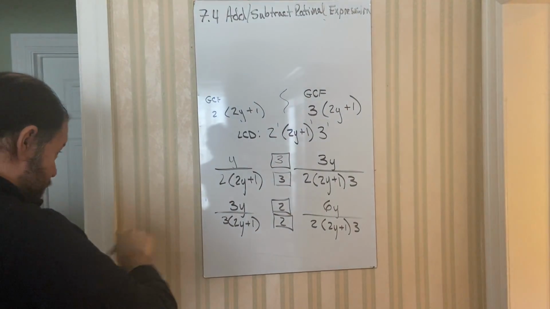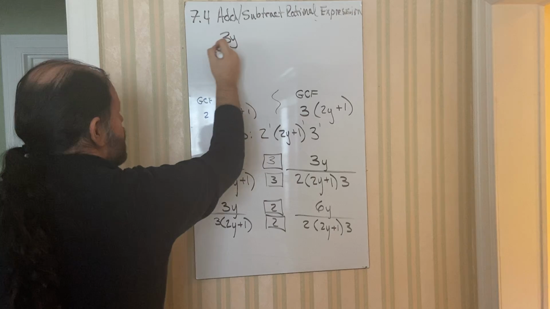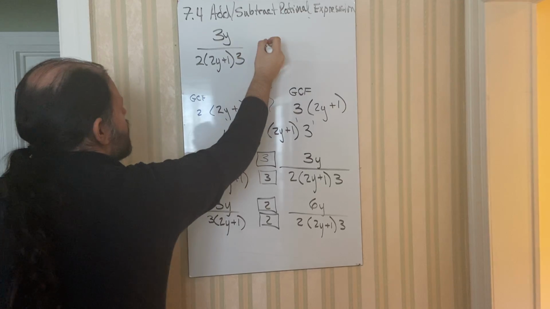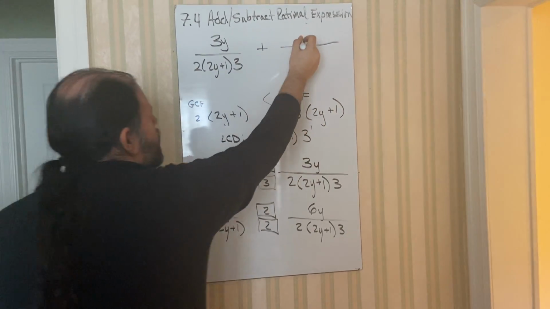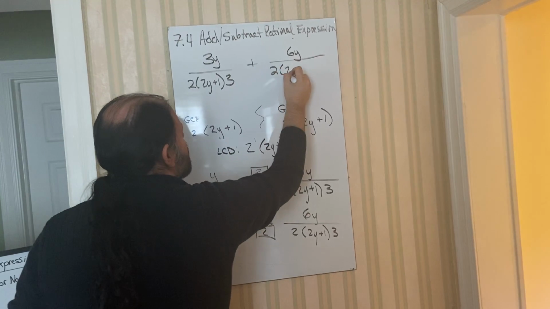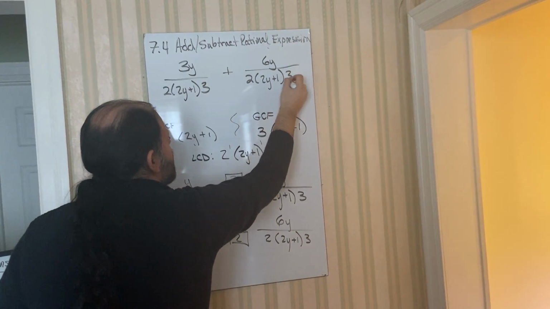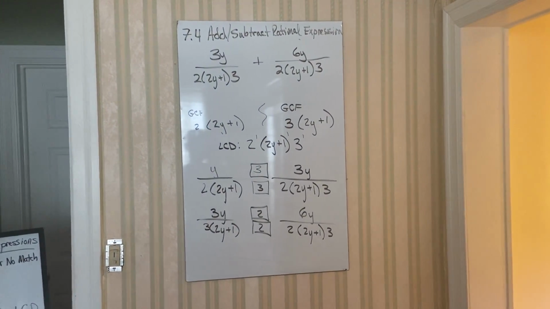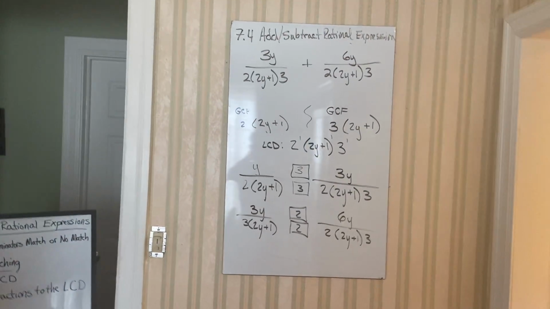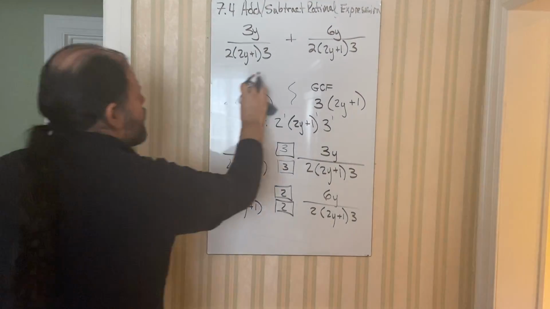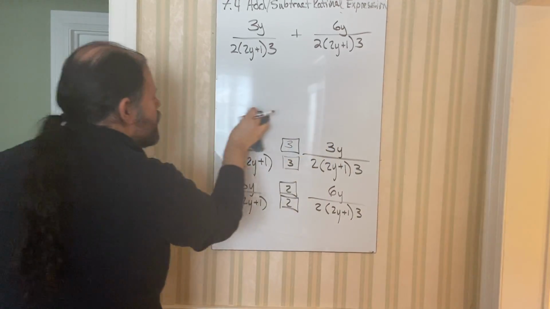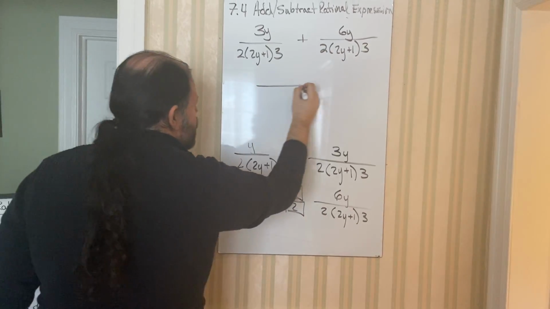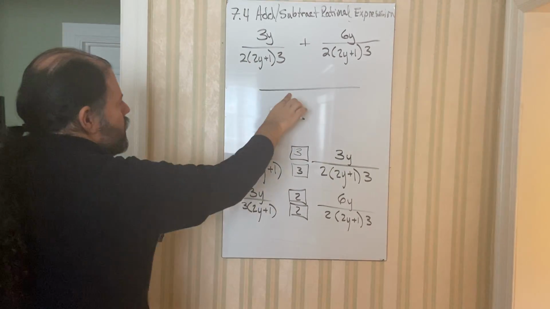We know this was the addition problem. So let me just do 3y over the 2, 2y plus 1, and the 3, plus 6y over 2, 2y plus 1, 3. Do not try to reduce any of these guys. If you start trying to reduce, you're just going to get the original question. You're not going to get an answer. So remember, once you got this to match, remember what we tell you to do? Match, match, but there are two of them. Instead of writing it twice, only write it one time.